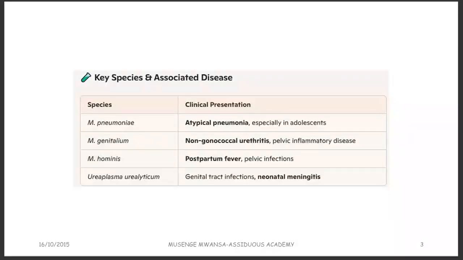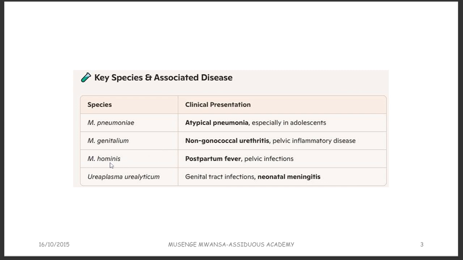So again, the key species for mycoplasma that we'll talk about: you have got Mycoplasma pneumoniae. This one causes what we call atypical pneumonia, especially in adolescents. Mycoplasma genitalium causes what is known as non-gonococcal urethritis, because gonococcus, we talked about Neisseria gonorrhoeae, can also cause gonorrhea. That one causes inflammation of the urethra, but the non-gonococcal cause of this inflammation of the urethra is Mycoplasma genitalium. It also causes pelvic inflammatory disease.